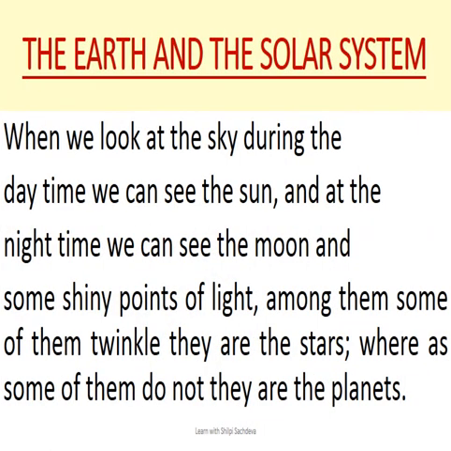When you look at the sky during the daytime, you can see the sun, and at night time, you can see the moon and some shiny points of light. Among them, some of them twinkle, they are the stars, whereas some of them do not twinkle, they are the planets.